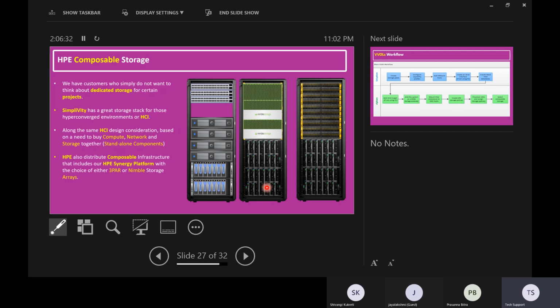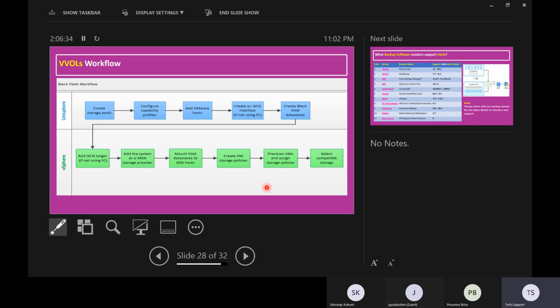And now in the real-time scenario, we'll observe how the virtual volumes workflow works. For this workflow, let's say I took the example of one of the vendors, Unisphere. So Unisphere is the software name. From this VASA provider, how we can create is, first create a storage pool. Storage pool is nothing but a storage container. We can create the storage container first, and after creation of the storage container, we can configure a capability profile.